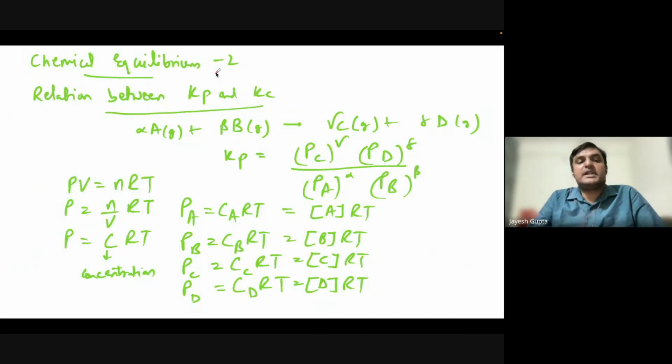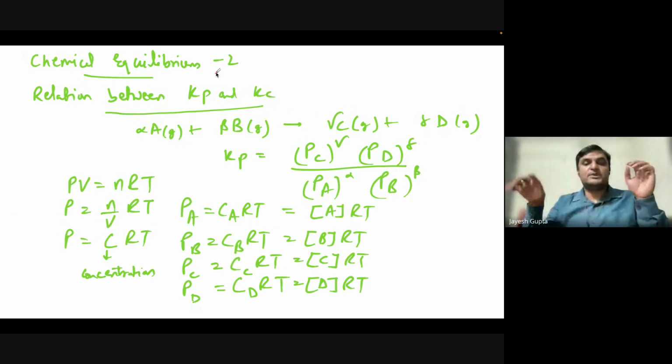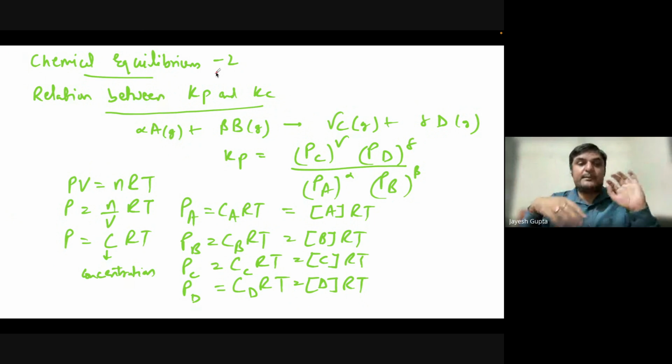We are going to discuss how we can derive a relationship between Kp and Kc. Kp and Kc separately we have seen, but what is the interlinkage between Kp and Kc? Suppose Kc is given to you, how can you write Kp? If Kp is given to you, how can you write Kc? So we have to see a relation between Kp and Kc. For that purpose, you can see the equation is written like this.